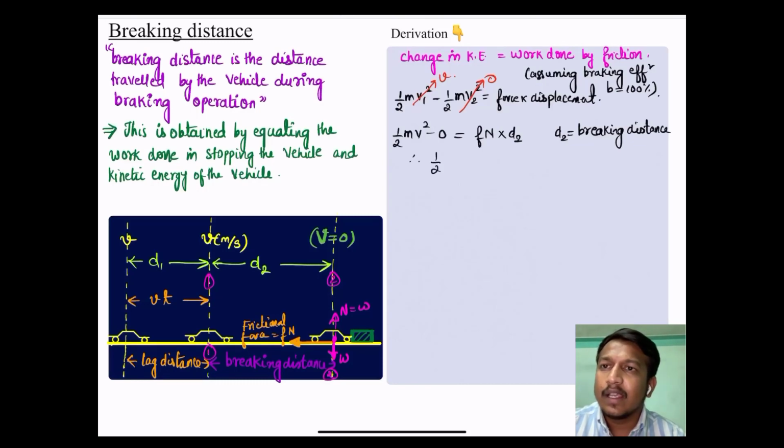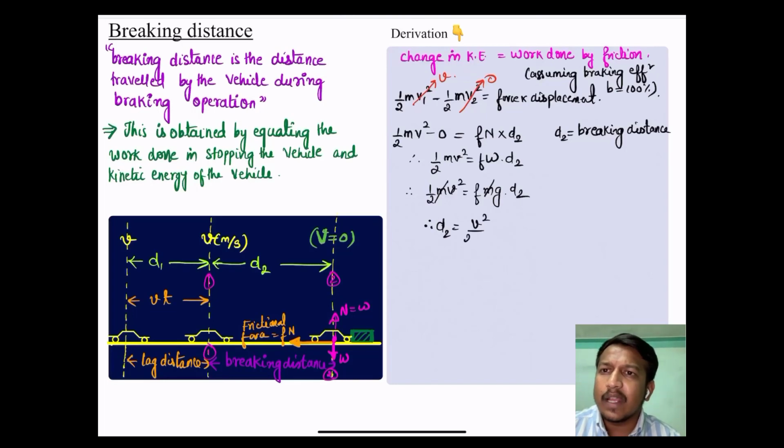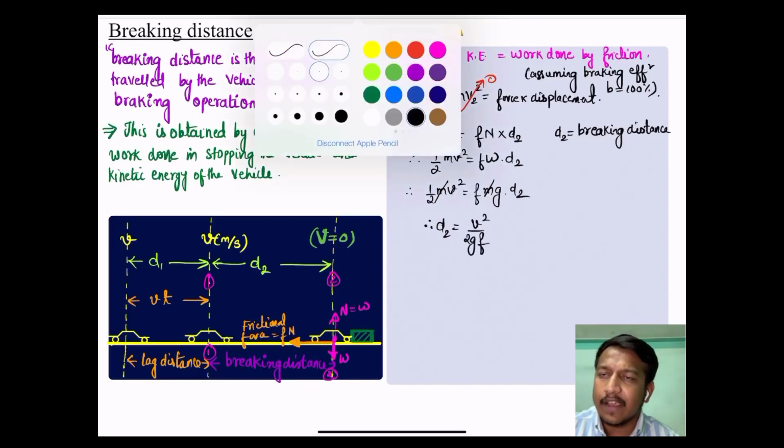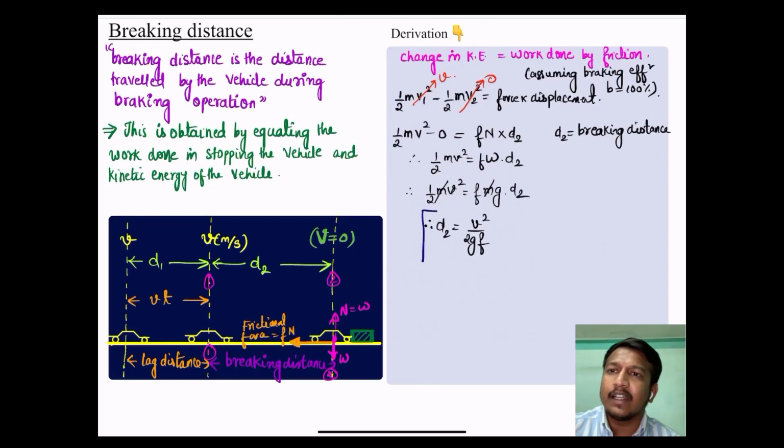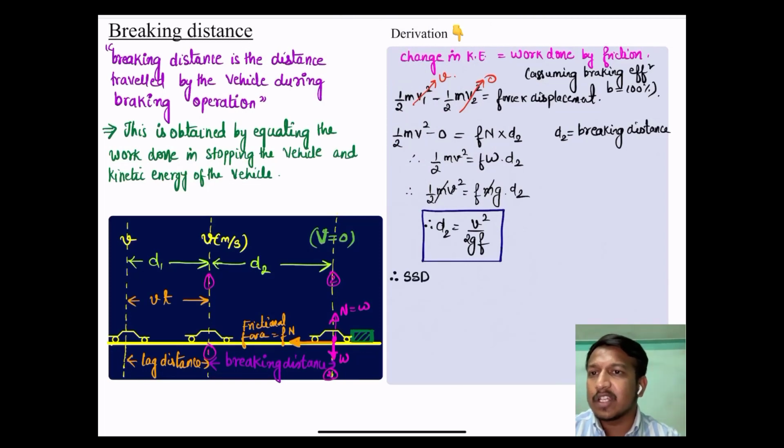That you can write as half of m v square is equal to F into W into D2, and W you can write as m into g. So F into m into g into D2, and m and m cancel. Therefore D2 is equal to V square divided by 2gF. So the braking distance we have calculated, D2 is equal to V square upon 2gF. Why I have shown this derivation is that sometimes, instead of v2 equal to 0, they can give some other value of velocity. Sometimes there is a restriction to enter into the ramp. At that time the derivation is important.